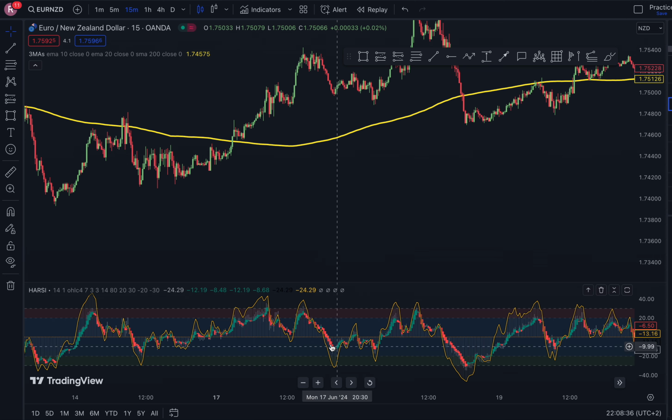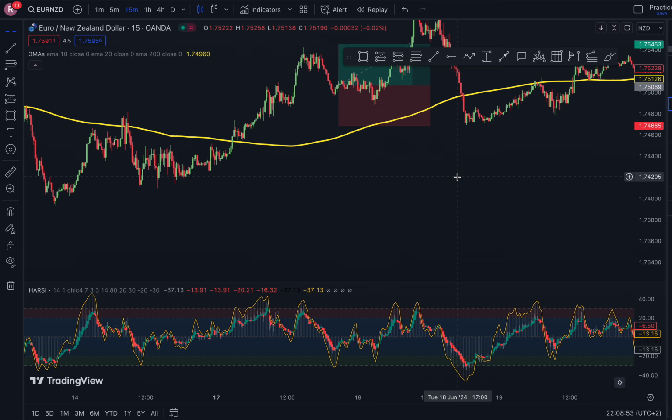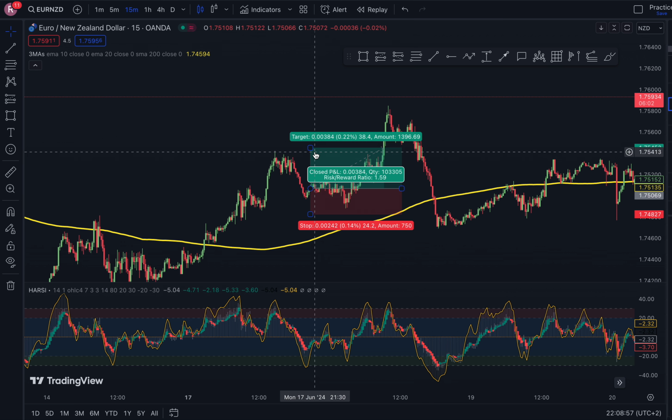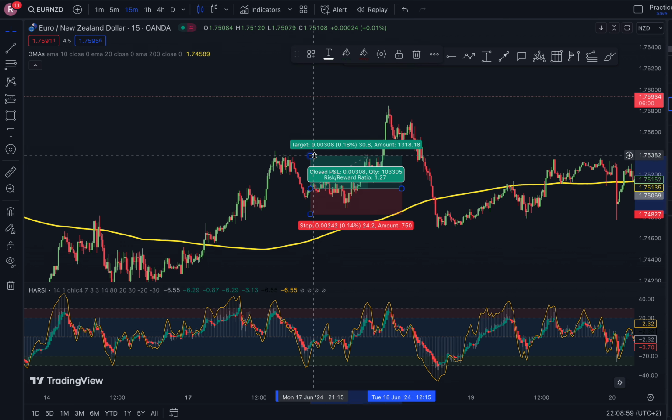Whenever our Heiken Ashi candle pulls back all the way down here, as you can see, to the green zone, you can see we have our green zone there, and eventually forms a green candle right here, we are going to take a buy and put our stop loss underneath the previous low. That is it. We want to target the most recent high.